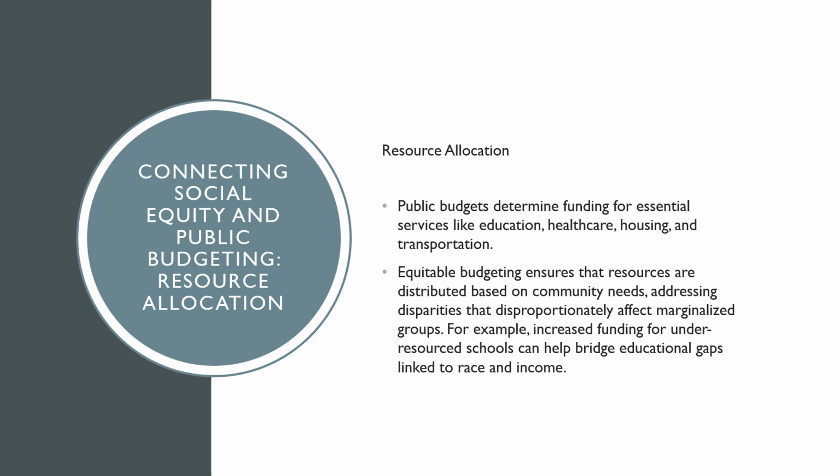So let's jump into connecting social equity and public budgeting. One of the ways that is connected is through resource allocation. Public budgets determine funding for essential services like education, healthcare, housing, and transportation. All of those are items that I've touched on in the social equity portion. Equitable budgeting helps ensure that resources are distributed based on a community's needs, addressing disparities that disproportionately affect marginalized groups. We know that this is a reality. We see it in statistics. If we increase funding for under-resourced schools, we can help bridge educational gaps linked to race and income.